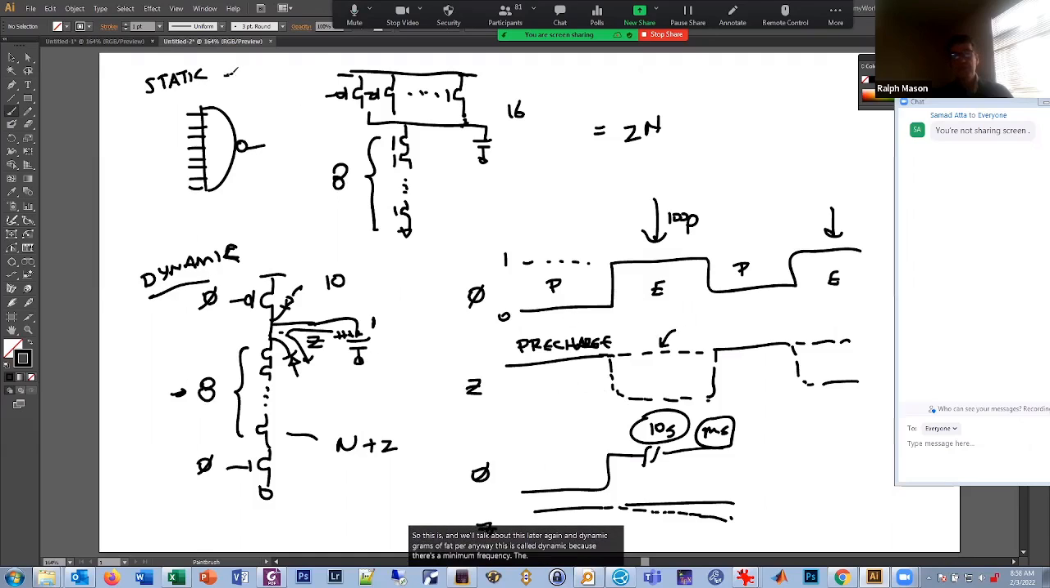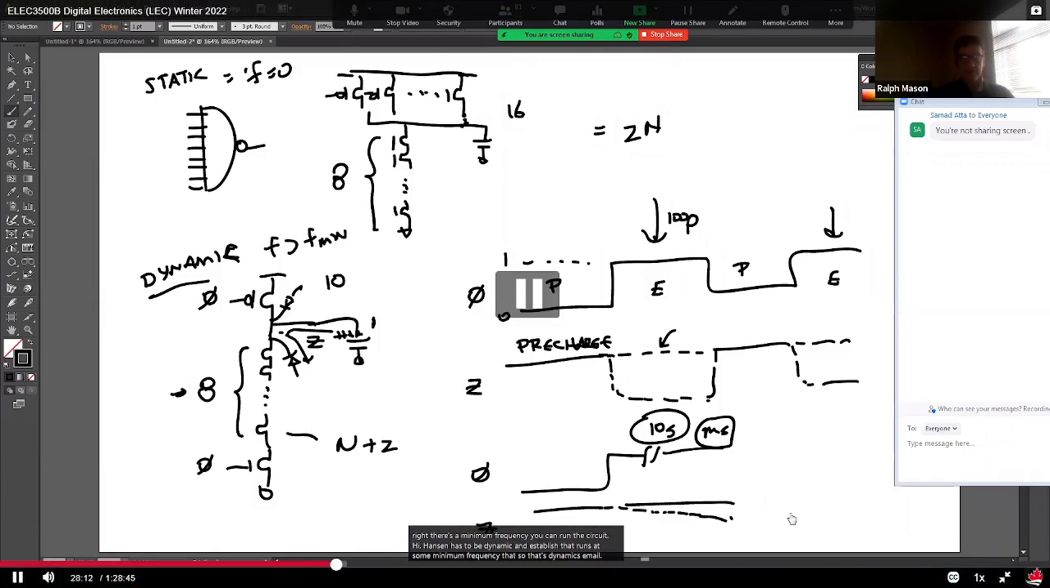This thing you can run at F equal to 0. Here, F has to be greater than some F min, right? There's a minimum frequency you can run the circuit at. Hence, it has to be dynamic. It needs to have a clock that runs at some minimum frequency. So that's dynamic CMOS circuits.